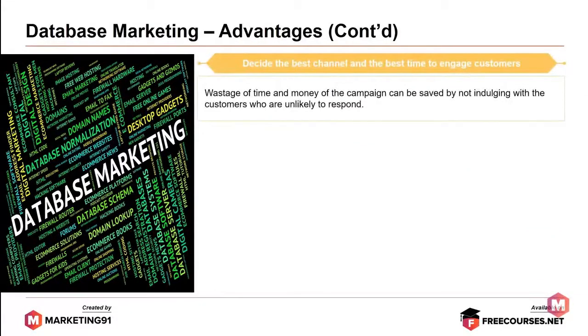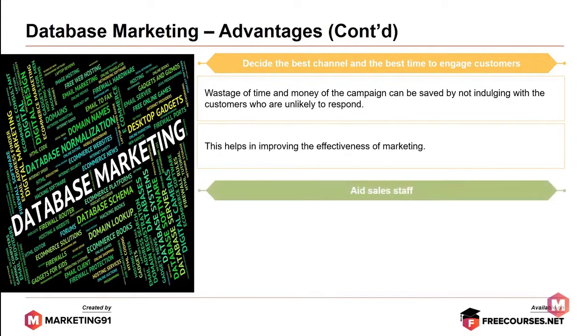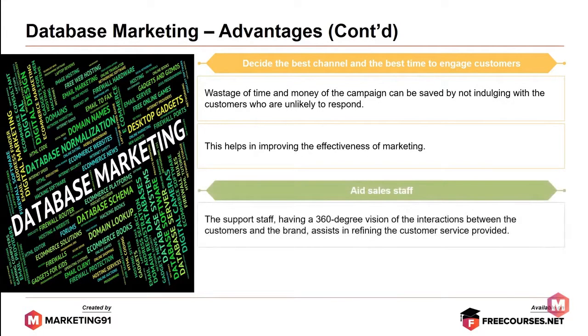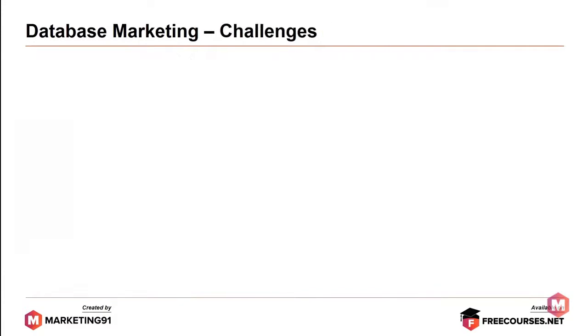Next, decide the best channel and the best time to engage customers. Wastage of time and money of the campaign can be saved by not engaging with the customers who are unlikely to respond. This helps in improving the effectiveness of marketing. Next, aids the sales staff. The support staff, having a 360-degree view of the interactions between the customer and the brand, assists in refining the customer service provided.